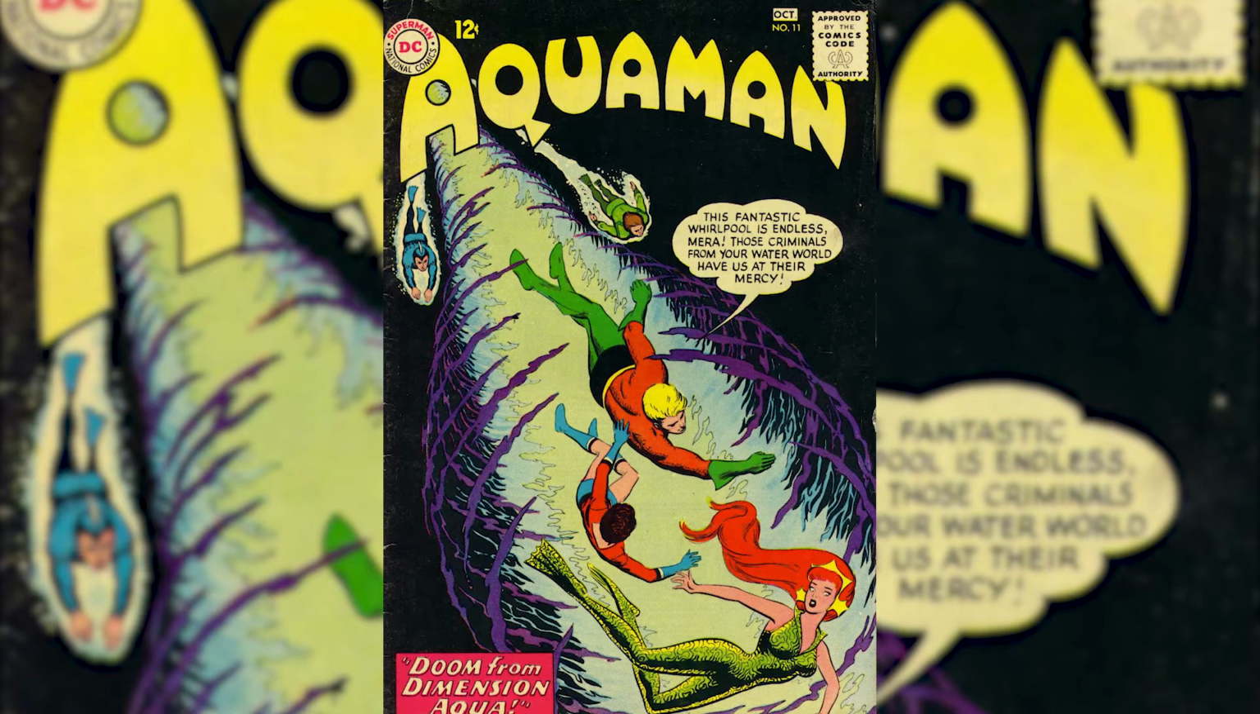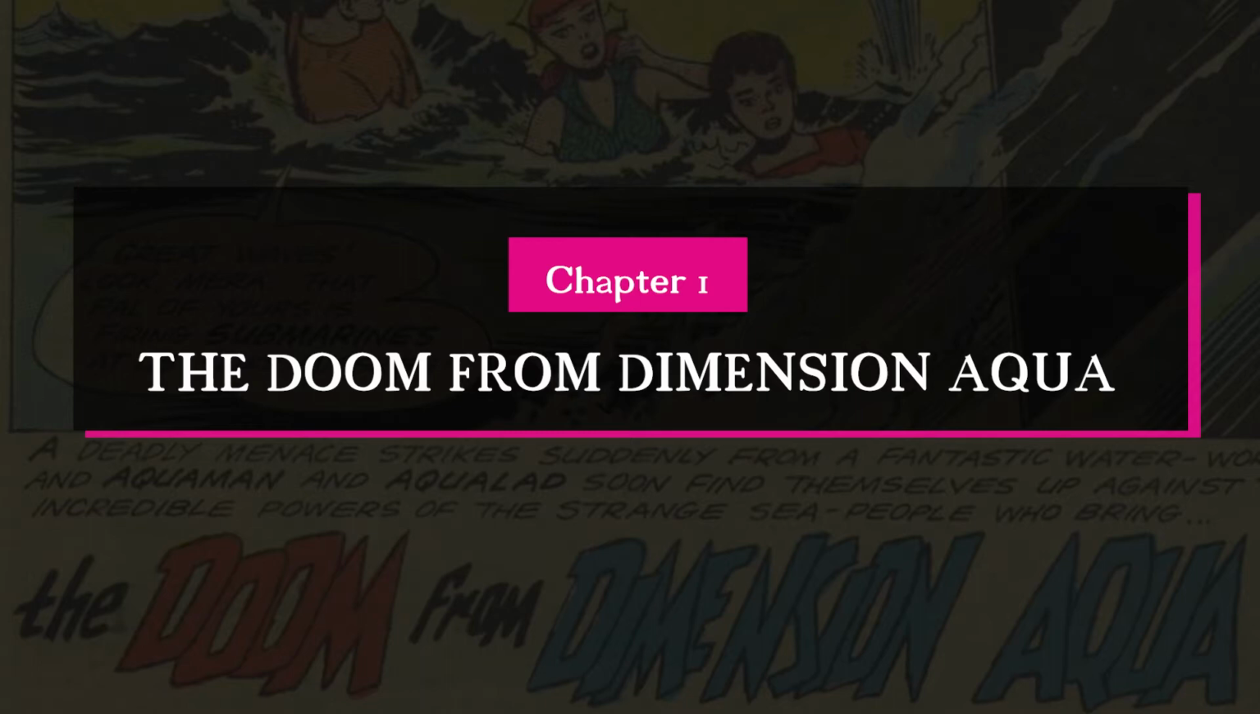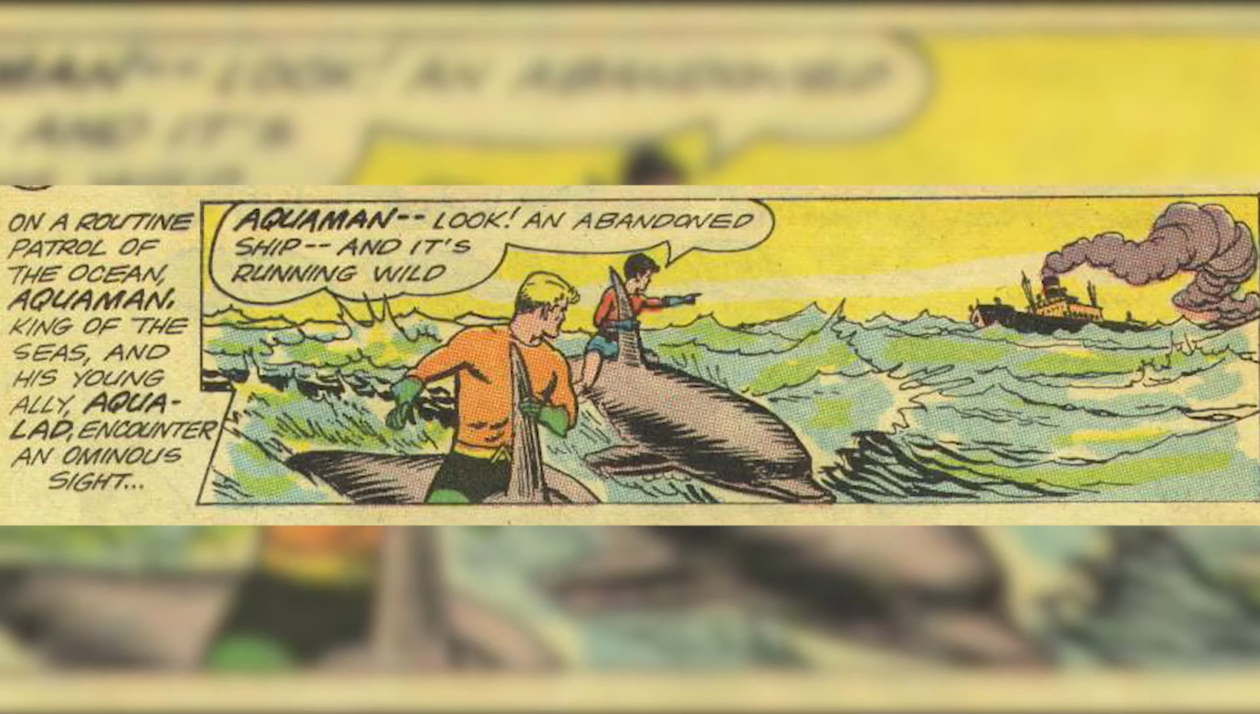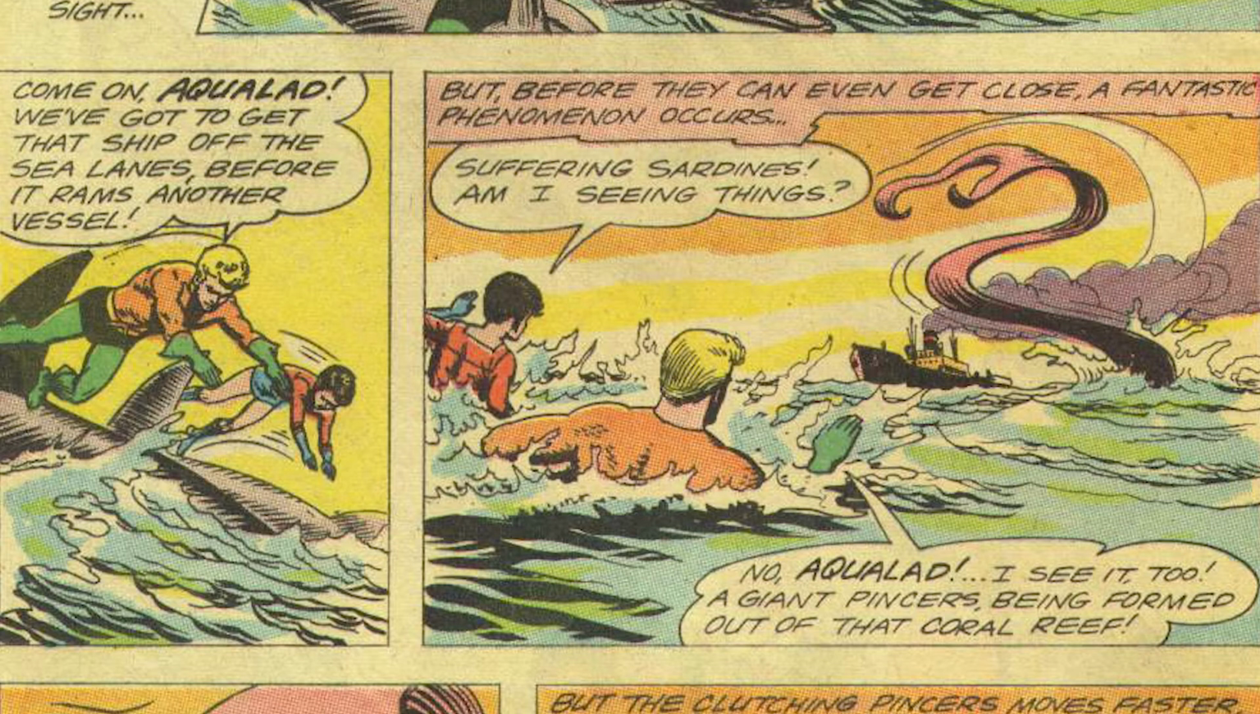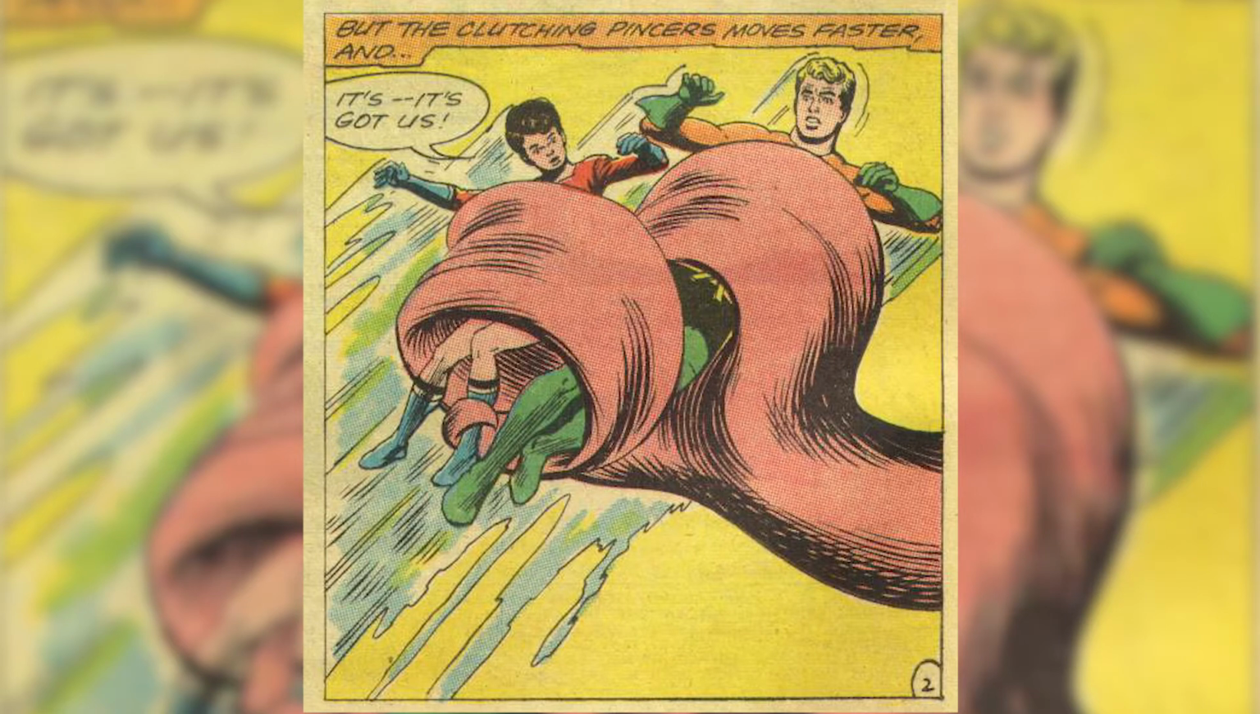Aquaman Volume 1, Issue 11 is divided into 3 chapters. Chapter 1, The Doom from Dimension Aqua. On a routine patrol of the ocean, Aquaman and his young ally encounter a strange sight, an abandoned ship running wild. As the two heroes go to save the ship, a giant pincer formed out of coral reef comes out of the ocean and grabs the two heroes.